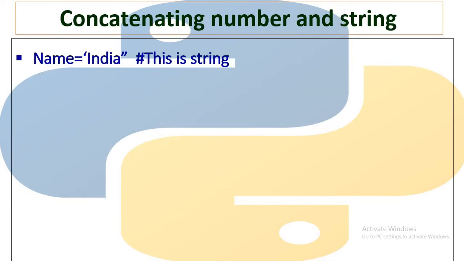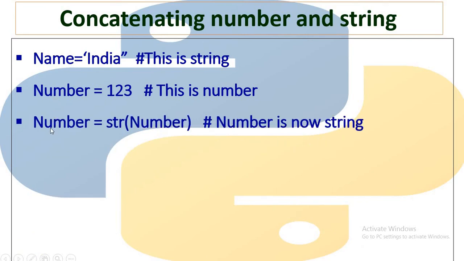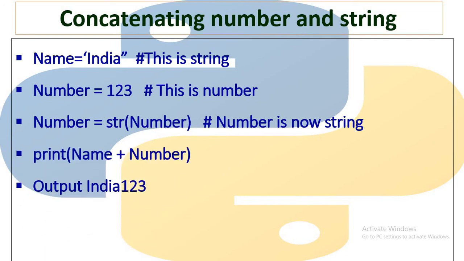So now we will concatenate number and string. Again we know to concatenate we need two strings. Now the first is a string because it is written in a double quote. Now this is not a string because there is no double quote in the value, so it is a number. So you cannot add a name and number. So what we have done, see, number is equal to str number. By using this str function, this number gets converted into string. You can take a different variable or the same variable. So now number is string. Then you can add name plus number, and output is India 123.